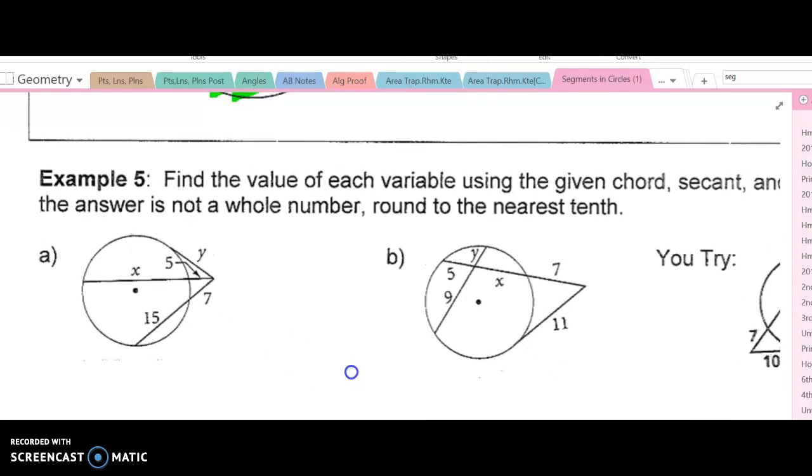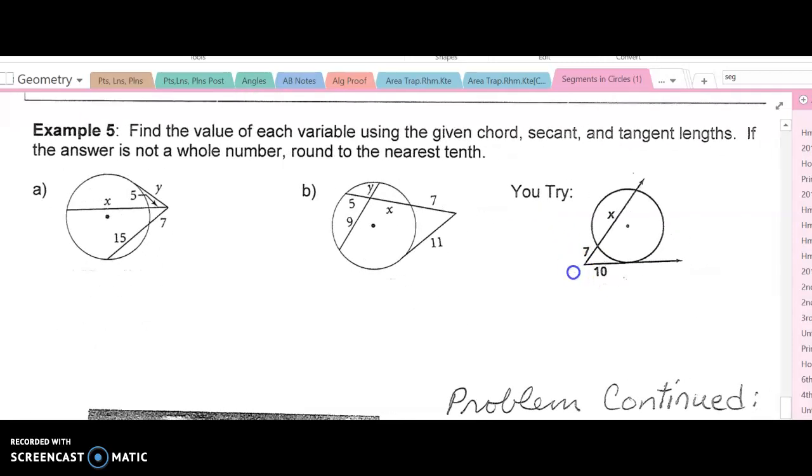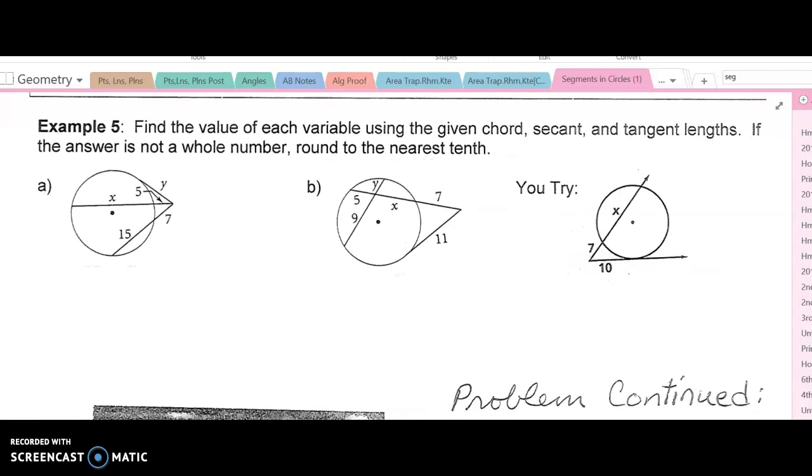Here we go. It says find the value of each variable using the given chord, secant, and tangent lengths. If the answer is not a whole number, round to the nearest tenth. Okay, so I'm noticing a lot going on in part A. I've got the yellow line, which is a secant, goes all the way through the circle. The green line is a secant, goes all the way through the circle. And the blue line is a tangent because it just touches the circle. Other things I'm noticing: the 15 and the 7 are both there. They have numbers for both pieces of the green line, whereas the blue and the yellow both have variables.